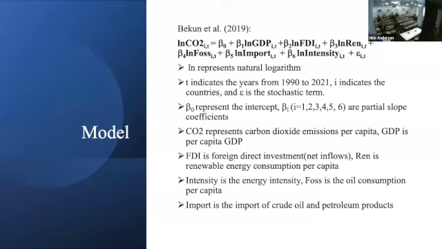Beta naught represents the intercept, beta 1 represents the partial slope. CO2 over here represents carbon dioxide emission per capita. GDP is GDP per capita. FDI is foreign direct investment net flows. REN is renewable energy consumption per capita. Intensity is the energy intensity. Fossil is the fossil fuel energy consumption per capita. Import is the import of crude oil and petroleum products.